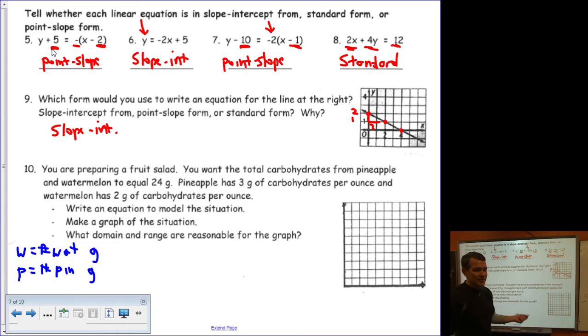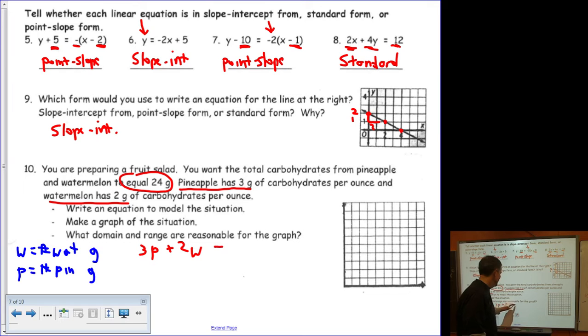And the equation, I feel like, almost writes itself. Pineapple has 3 grams, watermelon has 2 grams. I want it to equal 24, so 3 times the number of pineapple I use, plus 2 times the number of grams of watermelon I use, adds up to 24 grams. That would be my equation. All right, step 2 is to make a graph of this equation.